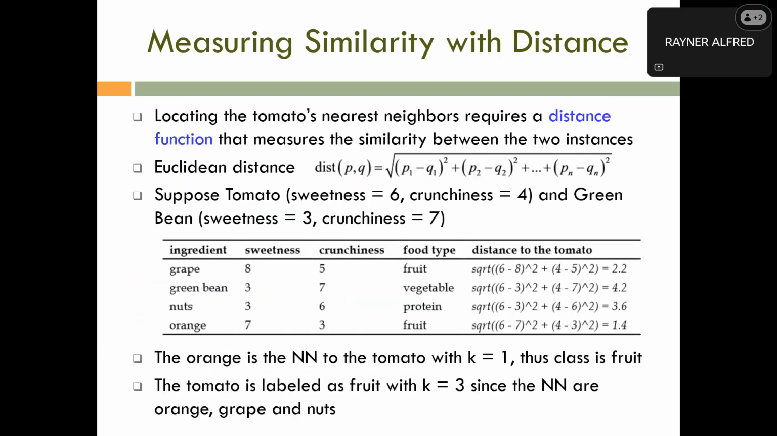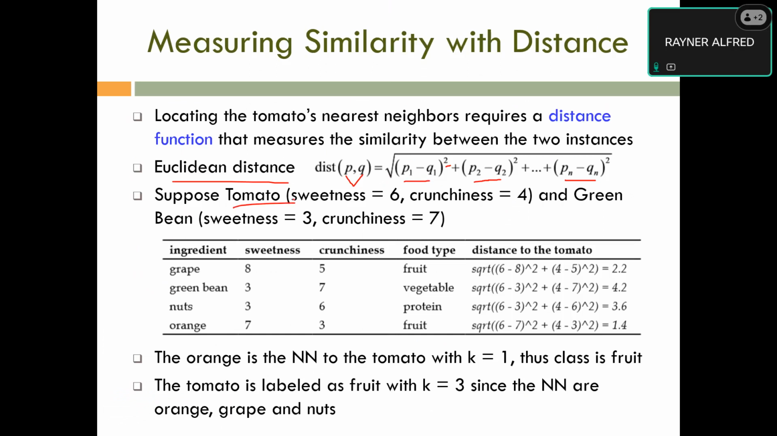So if you look at the Euclidean distance here, this is the formula. We are looking at the differences between P and Q, so we subtract everything, find the differences, and then take the square, and we do it for all the features that we have in the data set. Then you sum up all those together and take the square root, and then you get the value.